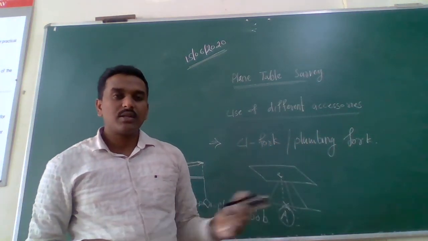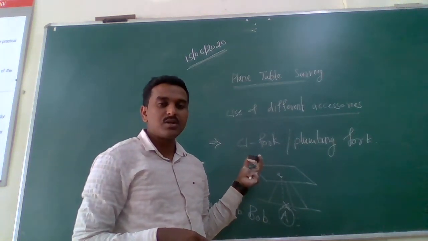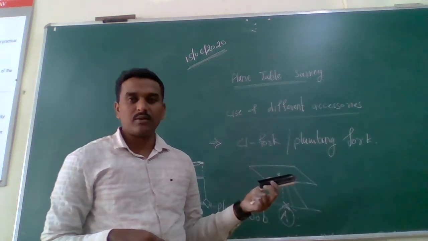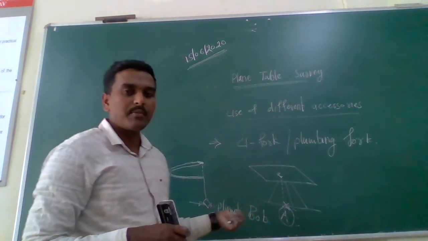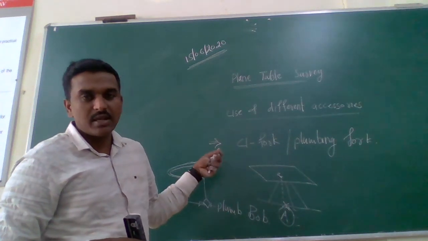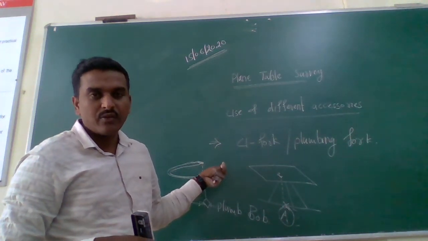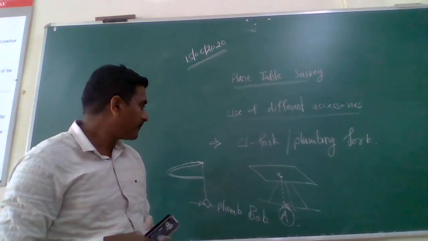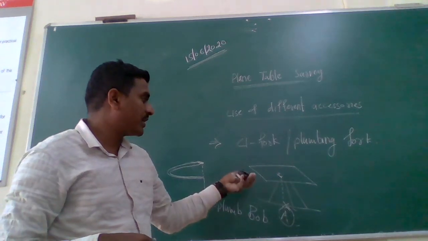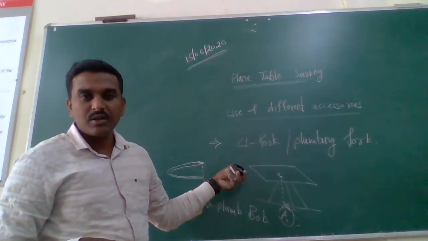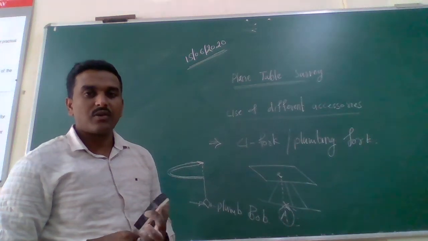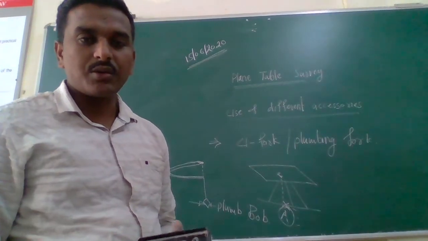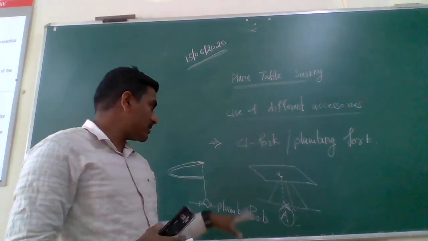Okay, so the use of the plumbing fork is to transfer the point from sheet to the ground or from ground to the sheet. So the use of these accessories will be clear when we start the actual practical part of this subject. Okay. So during the practical part we will study in detail the use of the different accessories for plane table survey.